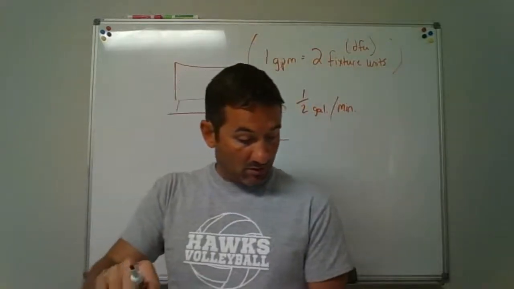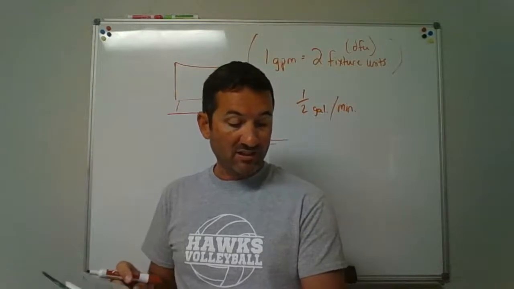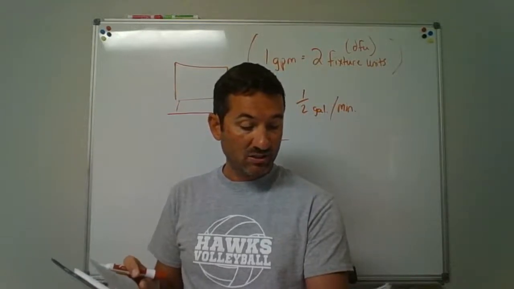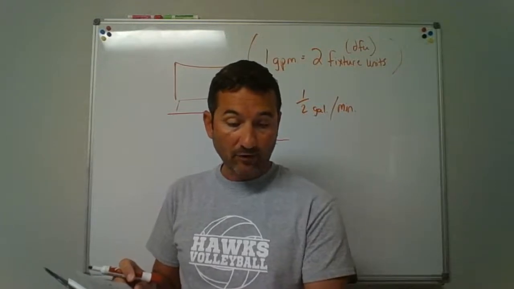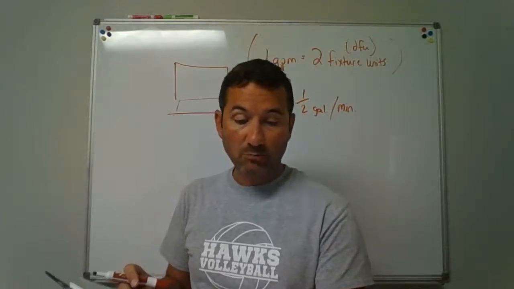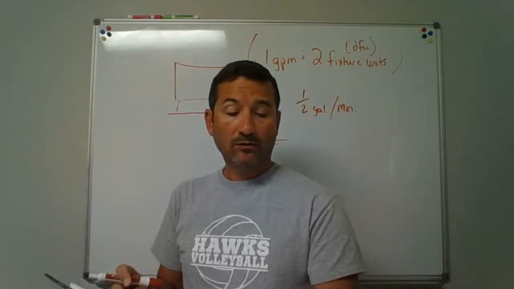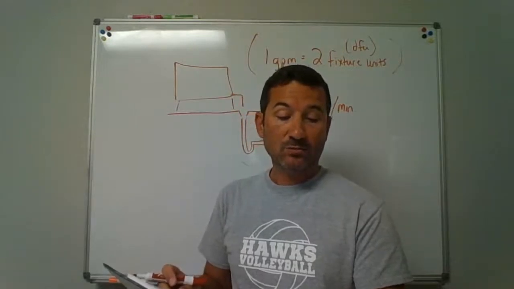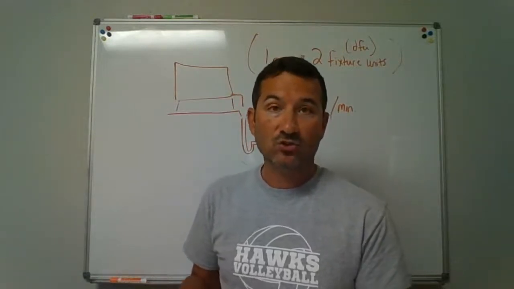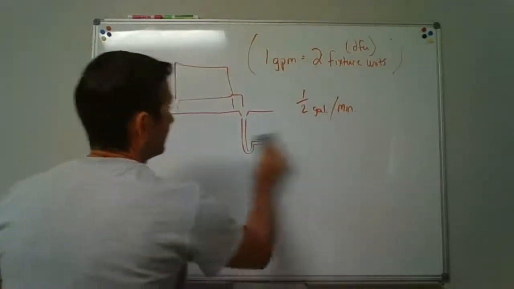Let's jump on down to section 710, the drainage system sizing, okay? So you're going to be looking at some of these charts, 710.11, 710.12. It's sizing. The first table, 710.11, is building drains and sewers. Okay, that's what you're trying to figure for. Building drains and sewers.